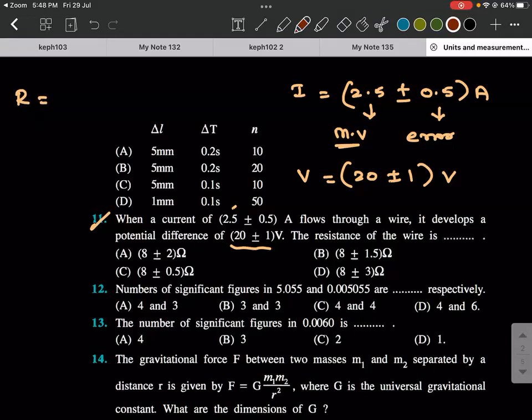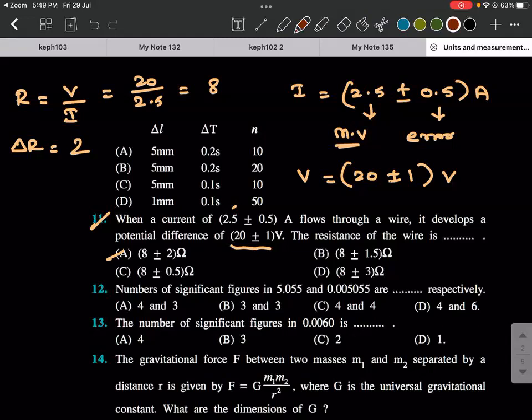So R is equal to what? R is equal to V divided by I. So how much is going to be the value of V divided by I? You'll not directly divide V with I. You'll only take the average values and then first divide them. What are you going to get? 20 divided by 2.5, which is going to give you 8. Then what about delta R? So delta R is 2 means you will have the error as 8 plus or minus 2.